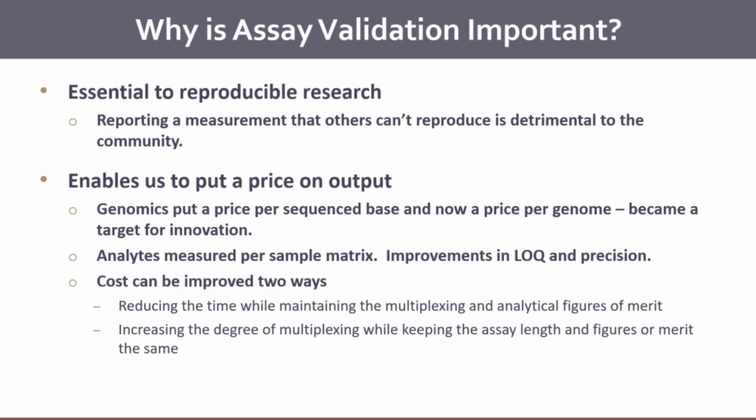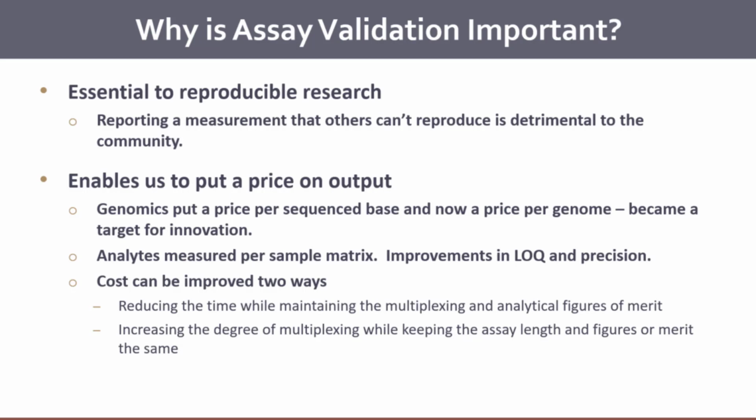So what sort of things could be done to drop that cost? What are the things that we could do to drop the cost of proteomics? Do we even know what the cost of information output is for our experiments? And then you can start to think about costs being improved in two ways. You could either reduce the time while maintaining the multiplexing, like the number of analytes being measured, and certain analytical figures of merit, or you could increase the degree of multiplexing while keeping the assay length and figures of merit the same. So you could measure more analytes per unit time, or you could measure the same number of analytes per unit time but shrink the time, right? So that's definitely two ways that you can think about innovation.